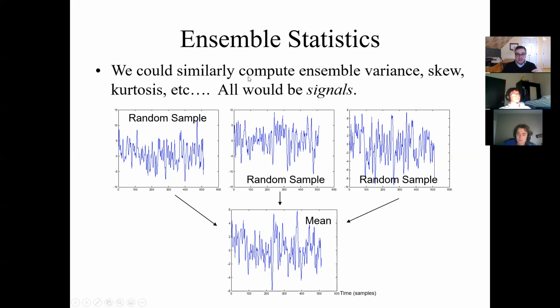You could similarly compute a variance signal by taking the variance of each one, and the higher order statistics, although we will not do this: skew, which is third order, kurtosis, which is fourth order, and I just bring that up because I like to say kurtosis. But all of those would be signals, because we would have the variance as a function of time and the skew as a function of time, et cetera. Any questions on that? Okay. All right.